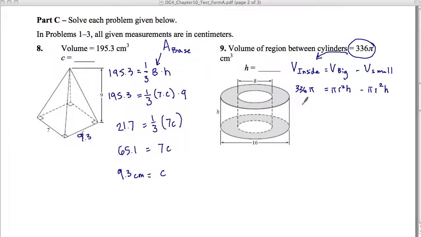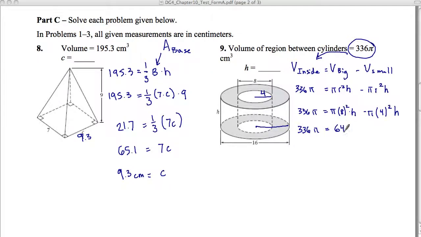So here we have 336 pi equals, and now let's go ahead and substitute in the radius of the big cylinder. Notice the diameter is 16, so the radius here is 8. So we have pi times 8 squared, and then the height on this, that's what we're looking for, h, minus pi, the radius on the small cylinder, the diameter is 8, so the radius here is 4. So we have pi times 4 squared h. Let's go ahead and simplify.